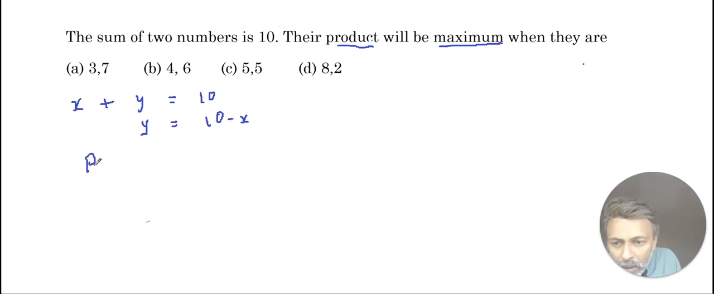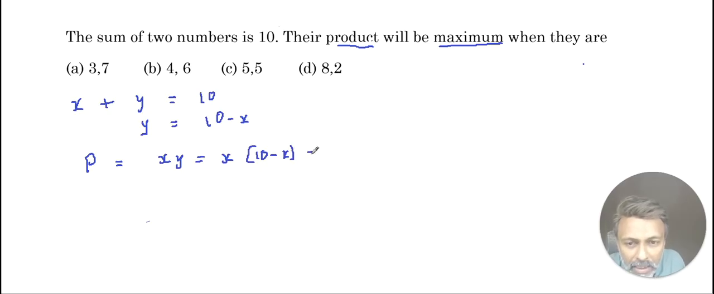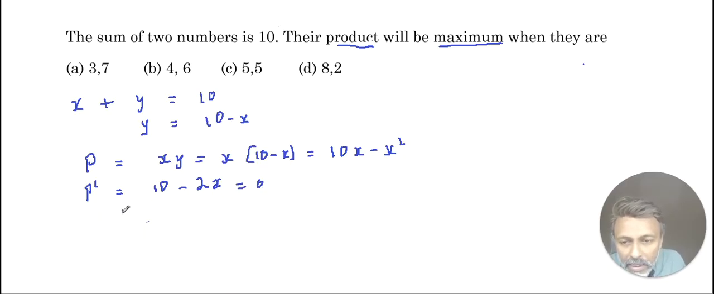Let p denote the product. P is equal to x into y is equal to x into 10 minus x. So we have come in a single variable. This can be written as 10x minus x square. Let's differentiate. So p dash, that is derivative of p with respect to x, is 10 minus 2x, which is equal to 0. And we get 2x is equal to 10.